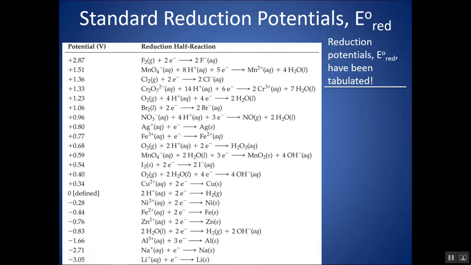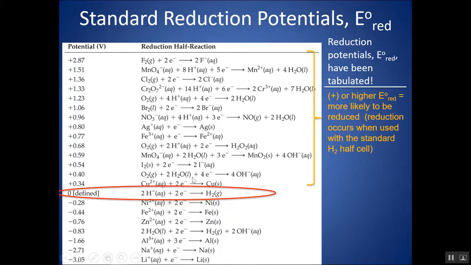Okay, so now we know how this chart was generated. Let's talk about how to use this. So a couple of things to notice. Notice these are all reduction half reactions. So basically what happened was when each of these were used as the other half cell, reduction of these things occurred when hydrogen was used as the other half cell. And this is basically a measure of how much more likely these things are to be reduced than the hydrogen. So you'll notice that fluorine here is very likely to be reduced into F-.